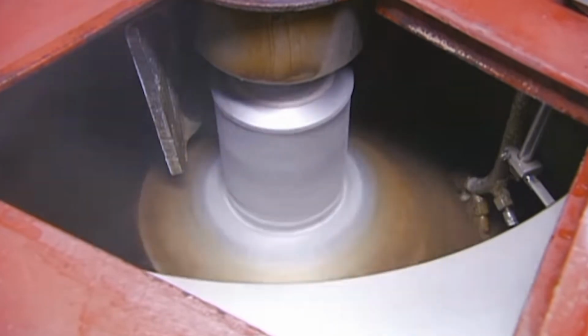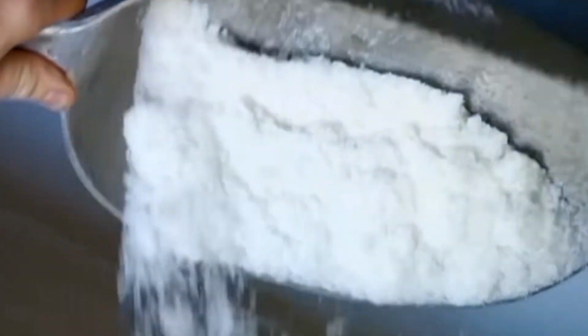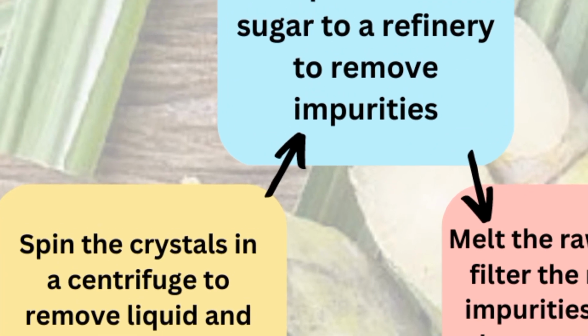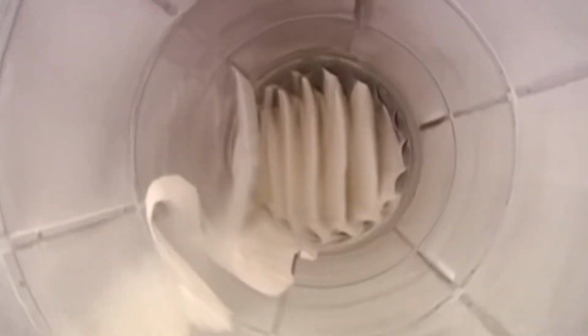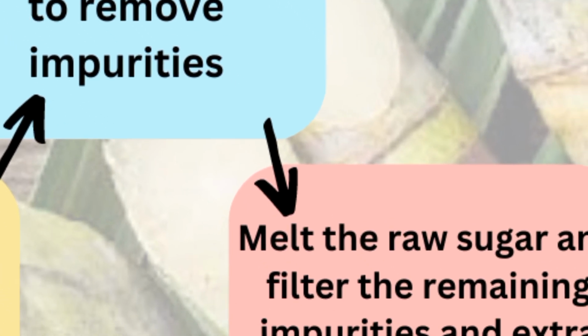Raw sugar is an intermediate product of sugarcane refining. It is not food grade as it still contains molasses and impurities. Next, raw sugar is transported to a cane sugar refinery, where it will be further purified. After that, the raw sugar is melted and filtered to remove remaining impurities, primarily molasses.